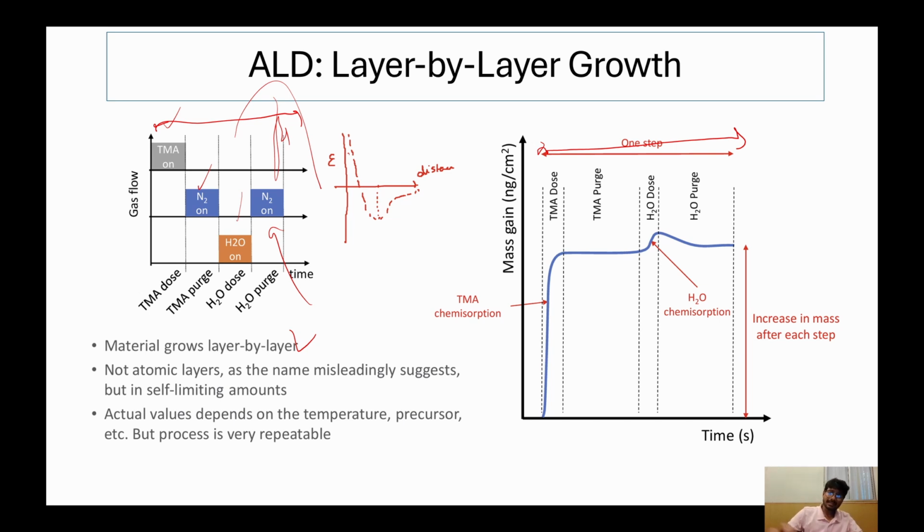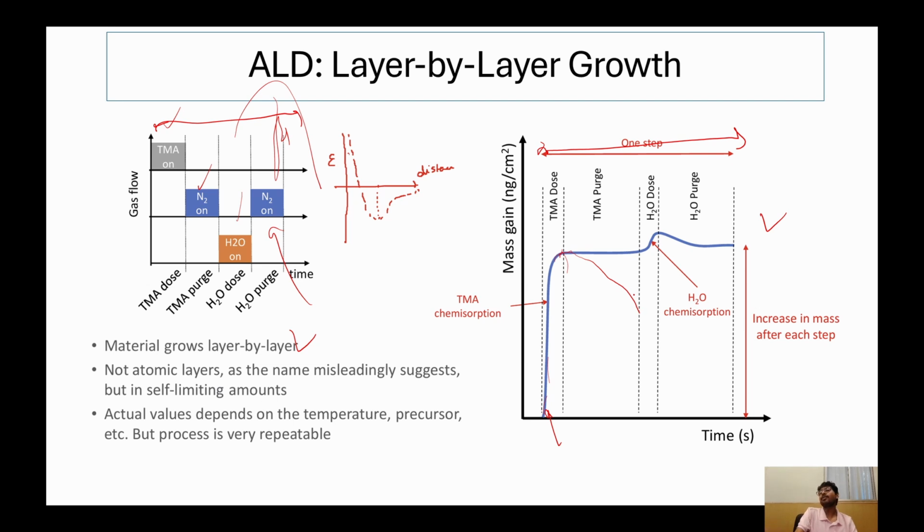And this is the graph which is shown with the mass gain. This is when you do it over a crystal monitor, and with that crystal monitor you can monitor the mass gain. If you allow the TMA in the chamber, then there is a mass gain that your crystal monitor measures. So this is the TMA dose, and it gets saturated at this point. After the saturation you can purge the TMA, so there is no reduction.